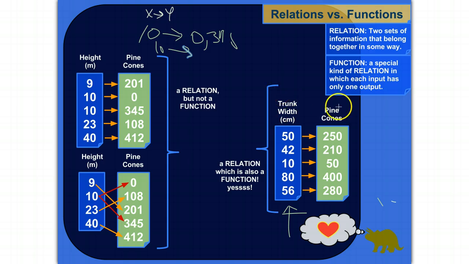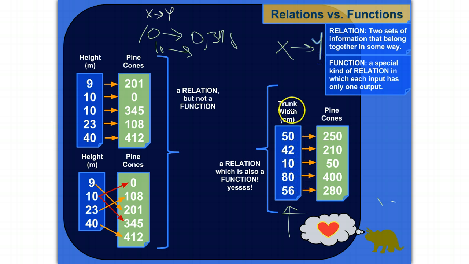I just made one up here, trunk width in centimeters and number of pine cones. Okay, so this tree had a width of 50 centimeters and 250 pine cones. This had a width of 42 centimeters and 210 pine cones. 10 and 50, 80 and 400, 56 and 280. So if I plug into my function, let's see, let's draw this process.